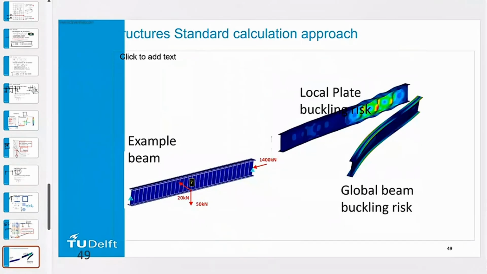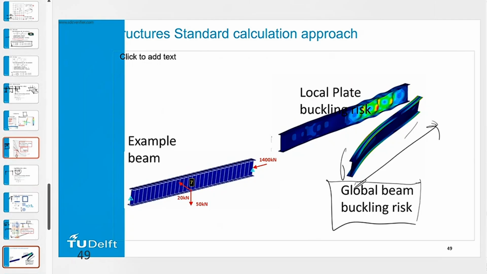So if we take a summation and go back to the beam buckling analysis, we basically have a combination of beam buckling and local plate buckling. The global beam buckling depends on the total length, and the local plate buckling is determined by the width to thickness ratio at the different locations in my section.